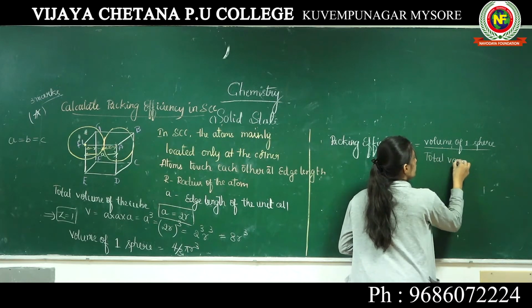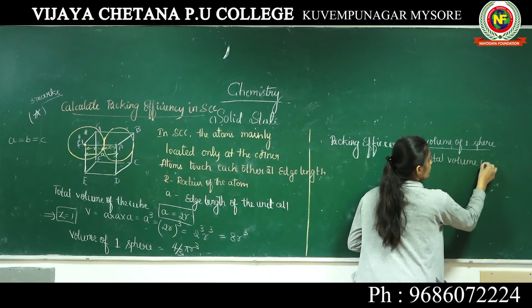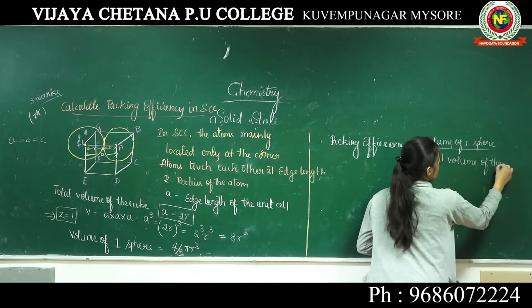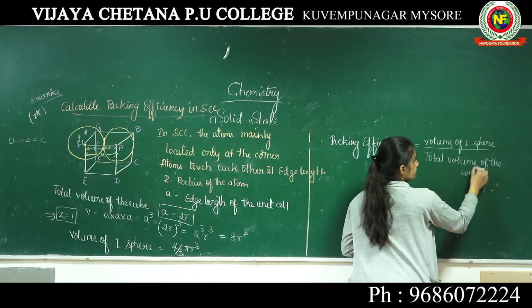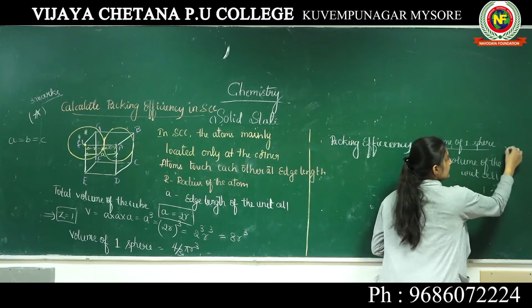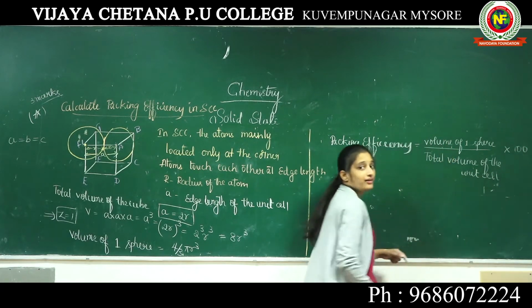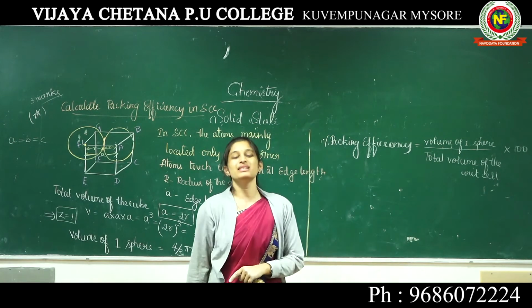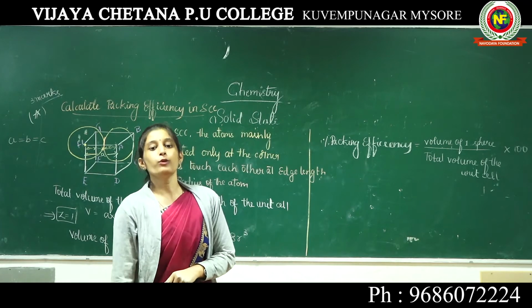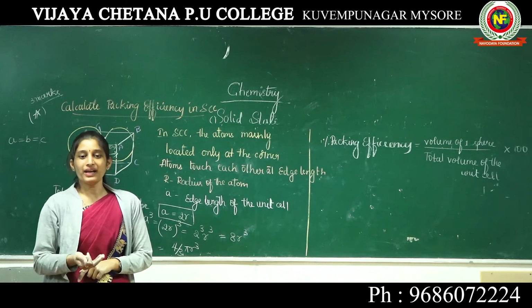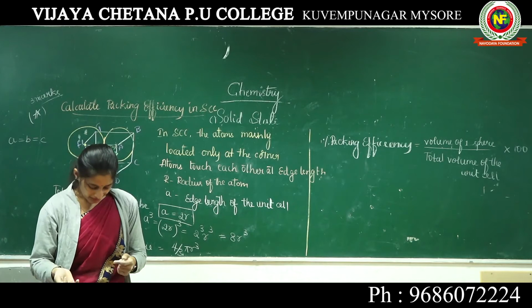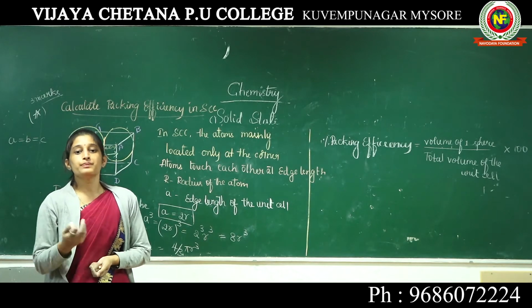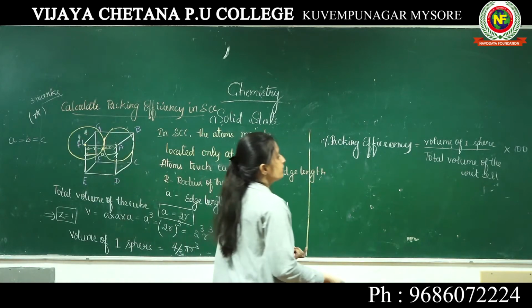Multiply by 100. Why 100? It's a percentage packing efficiency. Percent means for 100, how much percent? Means 10% it occupied, 20% it occupied, 30% it occupied, 40%. In percentage we are going to explain.